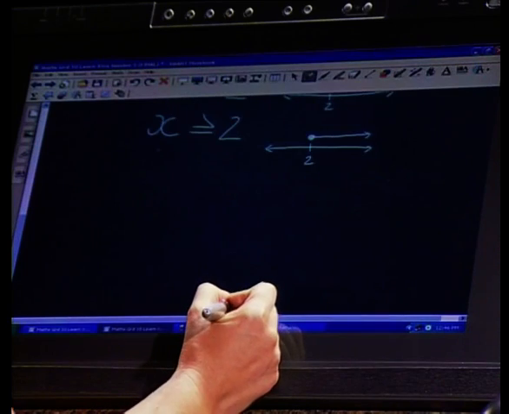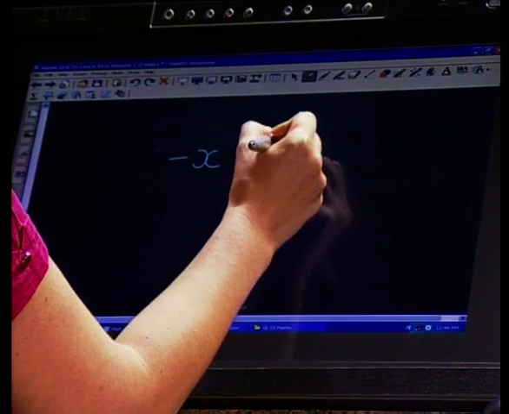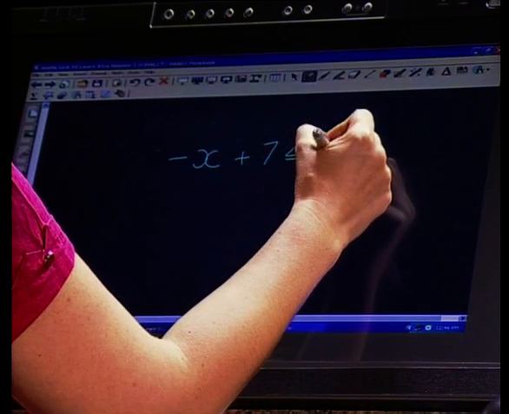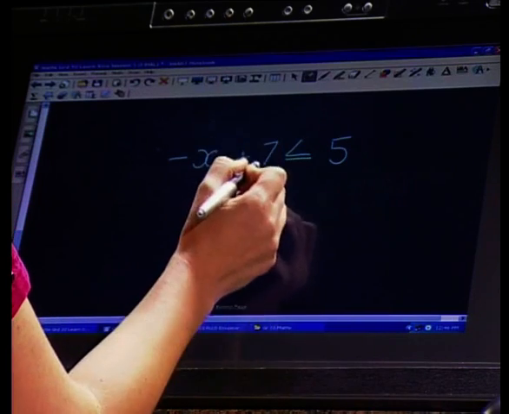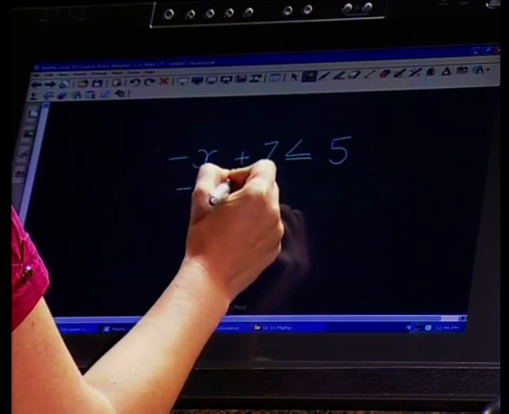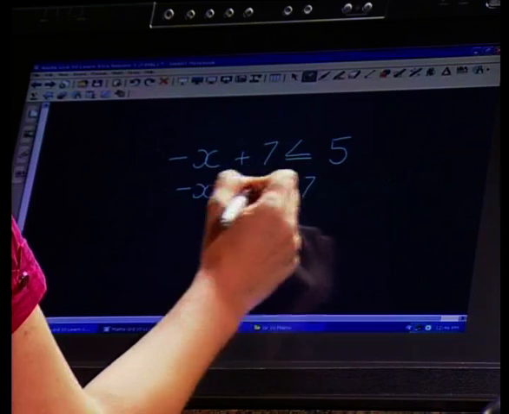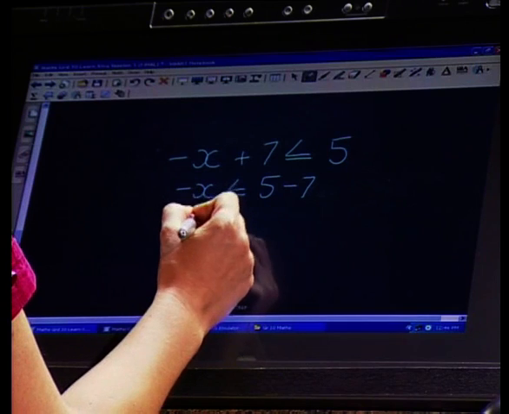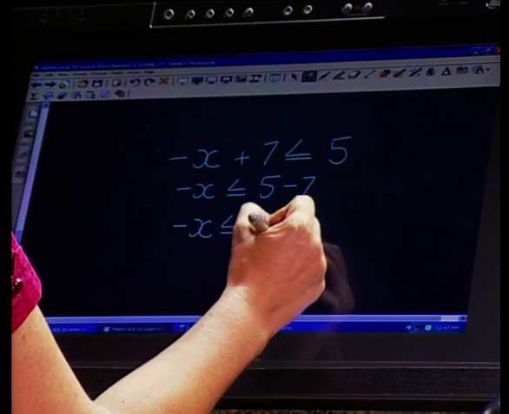So we'll create some space. And let's have negative x plus 7 is less than or equal to 5. First thing we're going to do is get rid of the 7. It is adding, so it means we're going to minus it from both sides. And that means it's going to be 5 minus 7. Now, because we've just minused 7, the sign does not change direction. It's only when we multiply or divide by a negative number that it changes direction.